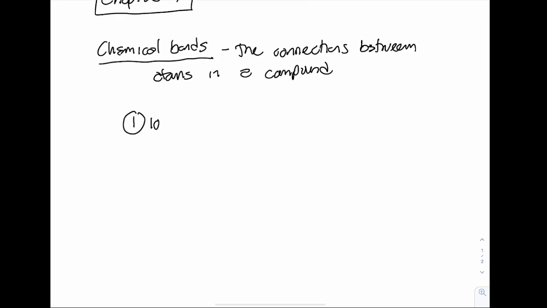So our first one, ionic. And we'll give a quick definition. In an ionic bond, we actually have a transfer of electrons between atoms. So one atom is going to lose an electron and become positively charged. Another atom is going to gain an electron, or more than one electron, and become negatively charged. Now I have two oppositely charged ions. Remember, ions are charged atoms, and they're attracted to each other.